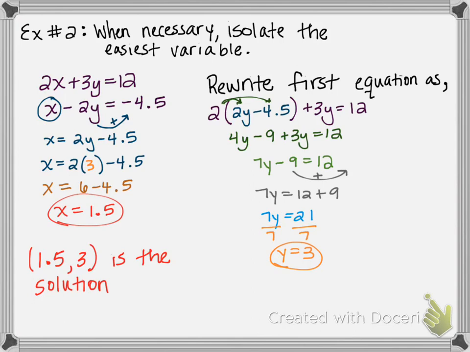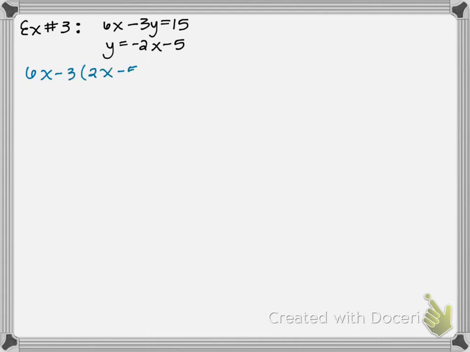On to the next example. Example number 3. So in this problem, we have 6x minus 3y equals 15, and y equals negative 2x minus 5. I already have one isolated for me, so I'm going to rewrite the first equation. Substitute what I know y is, so instead of y I'm putting negative 2x minus 5.